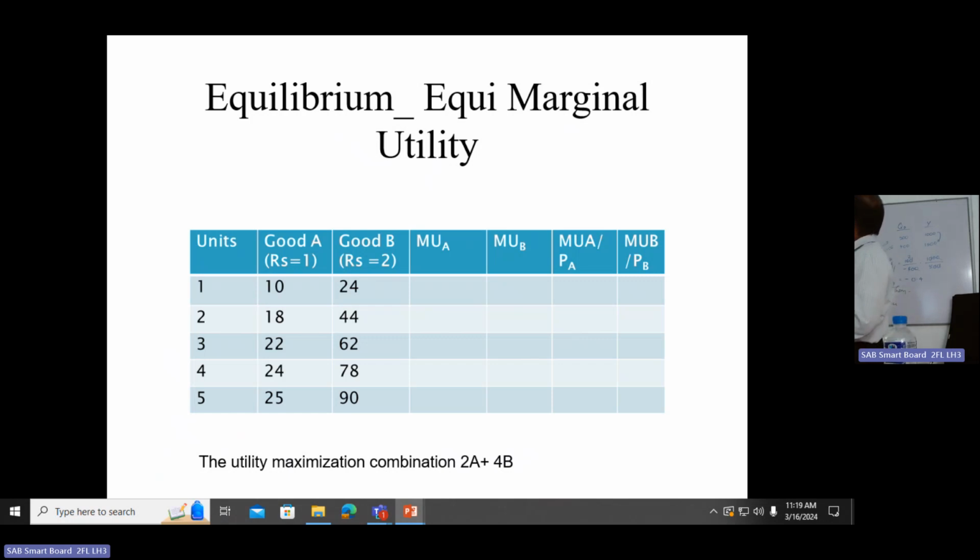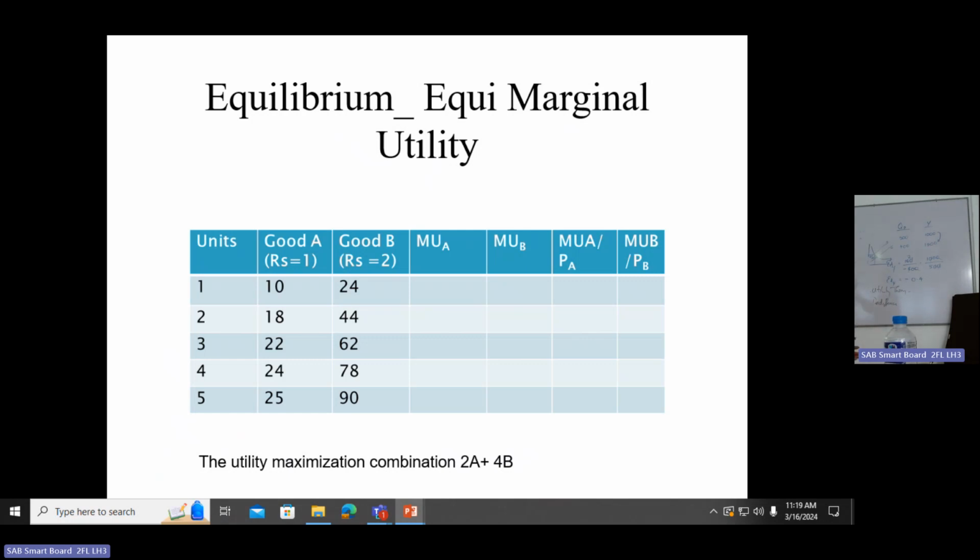Now you have been given the table, with the units consumed and how much total utility we get from the goods. Assume the price of product A is 1 rupee, and for the total utility of good B, the price of product B is given as 2 rupees. So now you have to refer to these two conditions.